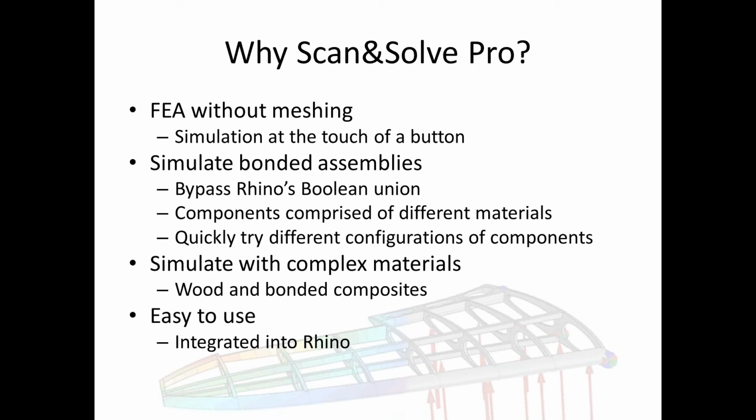Another feature of Scan&Solve Pro is the ability to mix different materials. So you can have different materials applied to different components, and you can try different configurations of components very easily. You can move components around, try different positions of them, add, subtract, and do simulation with these different configurations. With Scan&Solve Pro, we can also simulate complex materials, including wood and bonded composites. Previously, we were limited to only isotropic materials like plastics and metals.